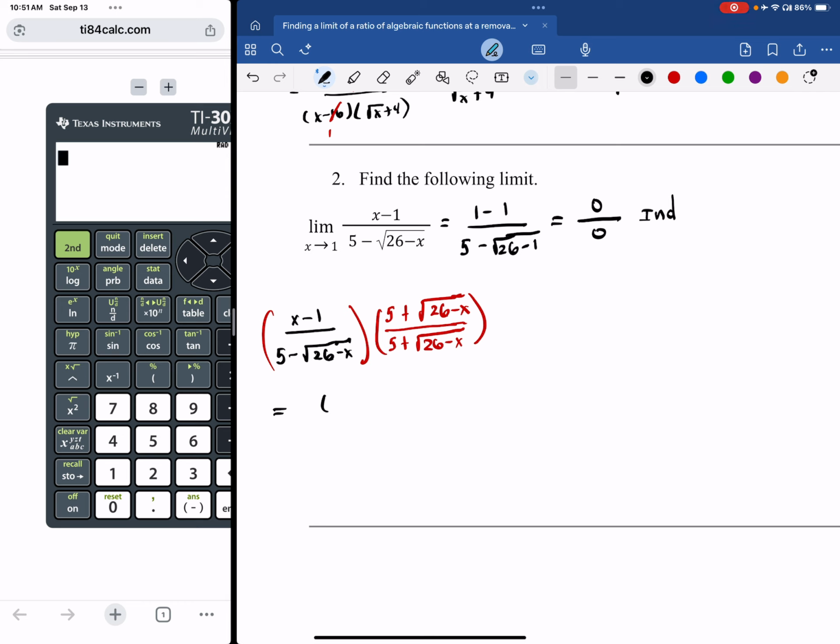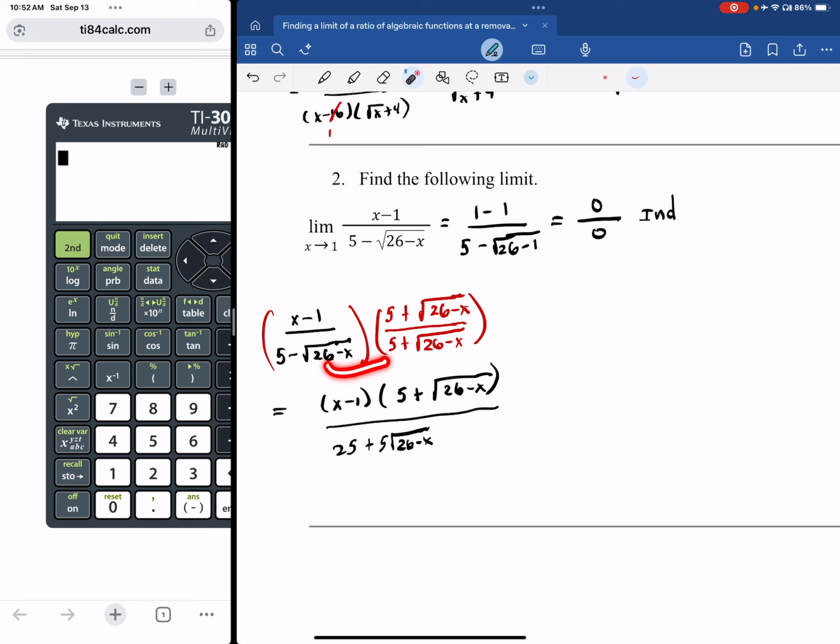So in the numerator, my first factor is an x minus 1. My second factor is a 5 plus the square root of 26 minus x. In the denominator now, I'm going to actually FOIL it out. So for the first terms, I do 5 times 5, that's 25. I do the outers. I would have plus 5 times the square root of 26 minus x. I do the inners. I'd have minus 5 times the square root of 26 minus x.